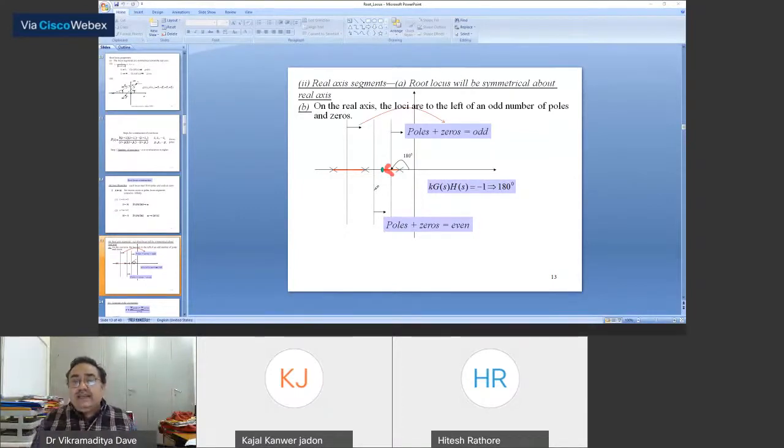So it is very clear that you have to count the poles and zeros. If an odd number is there on the left hand side, then there is the existence of the root locus on the real axis.